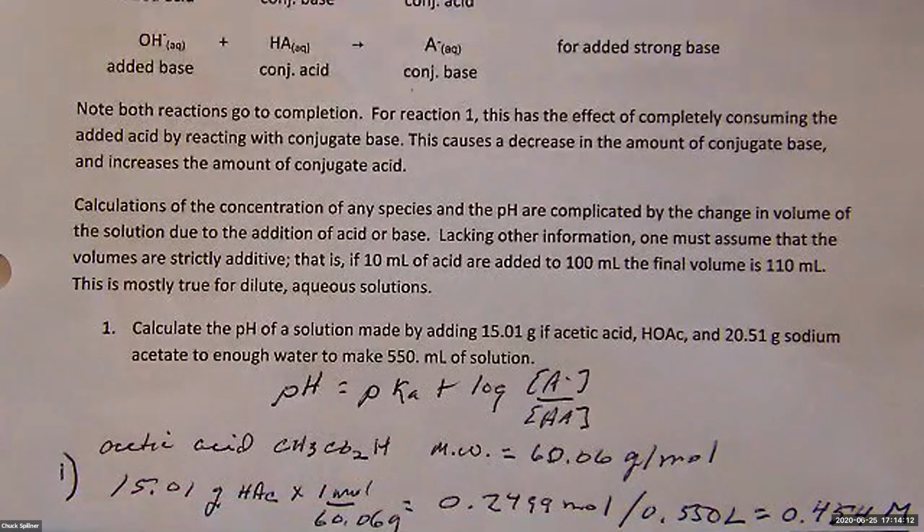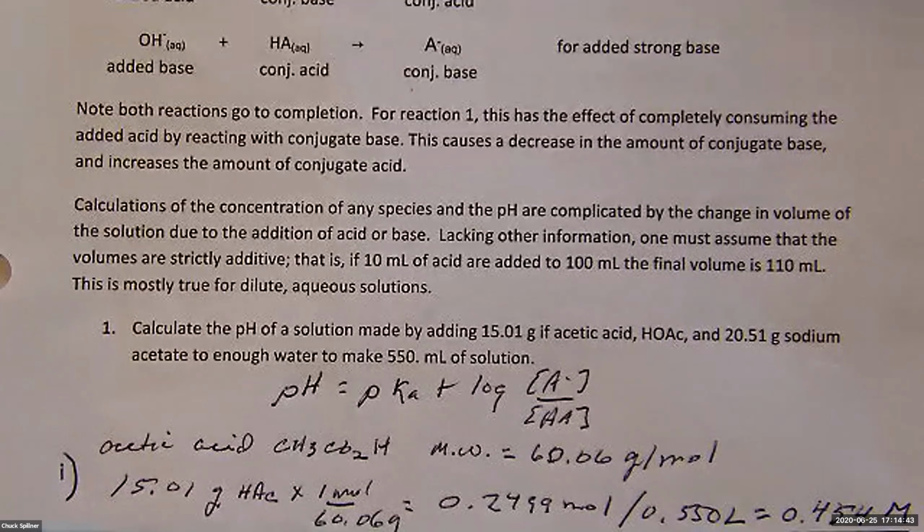So first, let's calculate the molarity of the acetic acid. You have to know the molecular weight. So I figured out the molecular weight. It's 60.06 grams per mole. If you look it up, I just added up the atomic masses of these elements in the formula. If you look it up on the internet, it's a little bit different from that, 60.05. And that changes the answer slightly.